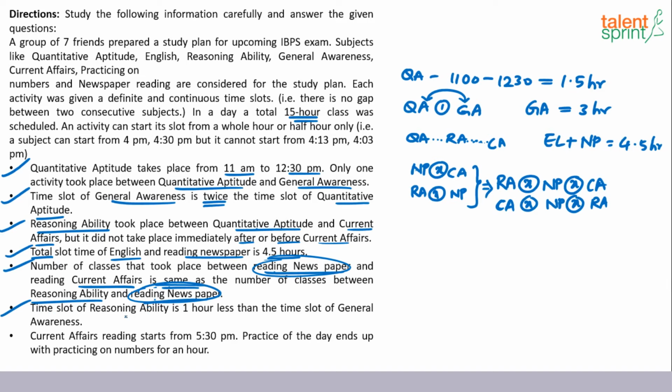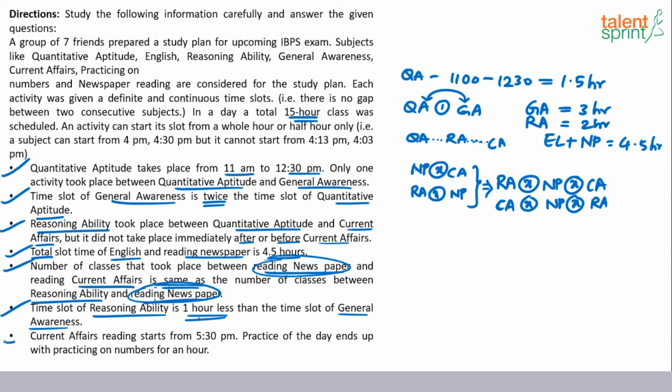Next, time slot of reasoning ability is 1 hour less than the time slot for general awareness. See, general awareness is 3 hours. So can I say reasoning ability is 2 hours? Very, very simple. Yes or no? General awareness is 3 hours. So reasoning ability, since it is 1 hour less, it should be 2 hours.